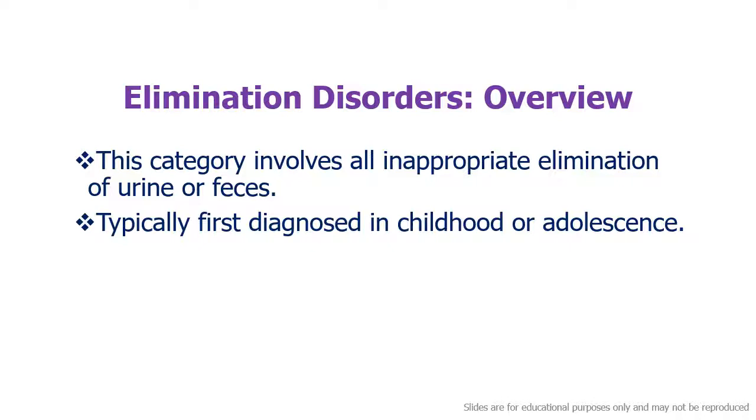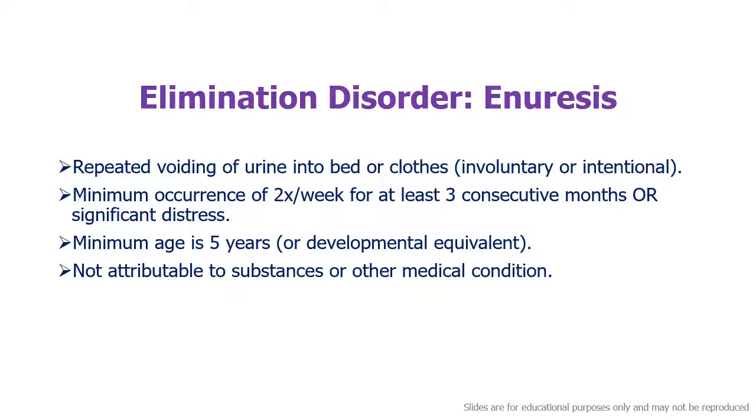We're now going to move on to elimination disorders. These disorders are unique in that they are typically first diagnosed in childhood or adolescence. The first elimination disorder is going to be enuresis. Now, don't get confused with enuresis and encopresis, which we'll be talking about next. Enuresis refers to urine. So enuresis has the word urine in it, or uresis, which refers to urine.